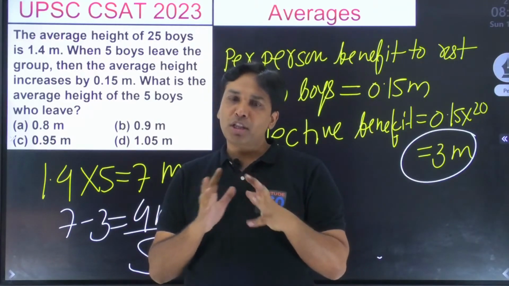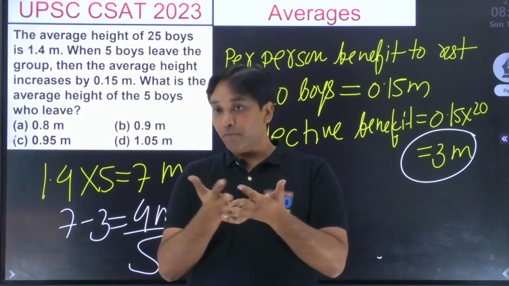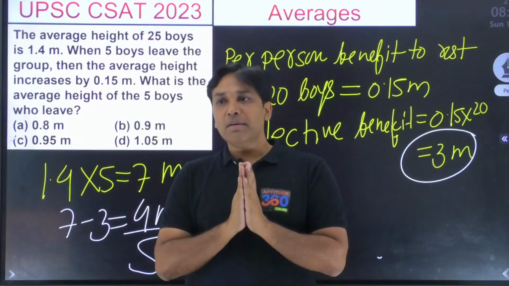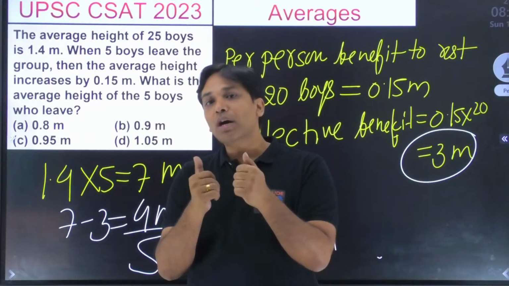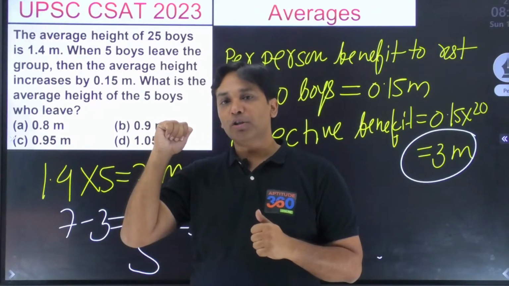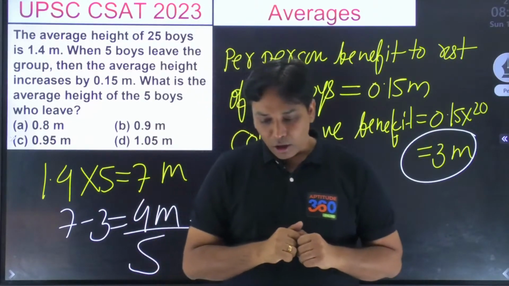Because more or less, if you see, we have done time, speed and distance, we have done time and work, and now we are doing averages. So I see the major component of our quant is getting completed. So we should be putting more focus on reading comprehension and logical reasoning.